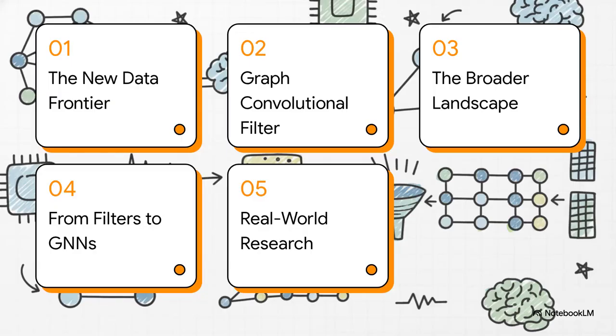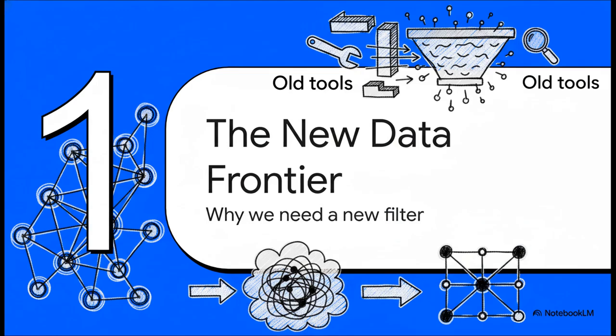So here's the game plan for this explainer. We're going to break it all down. First, we'll talk about why we even need a new kind of filter in the first place. Then, we'll introduce the foundational graph convolutional filter. From there, we'll look at the wider landscape of filter types, see how these simple blocks build up to modern graph neural networks, and finally, check out their massive real-world research impact. All right, first up, the new data frontier.